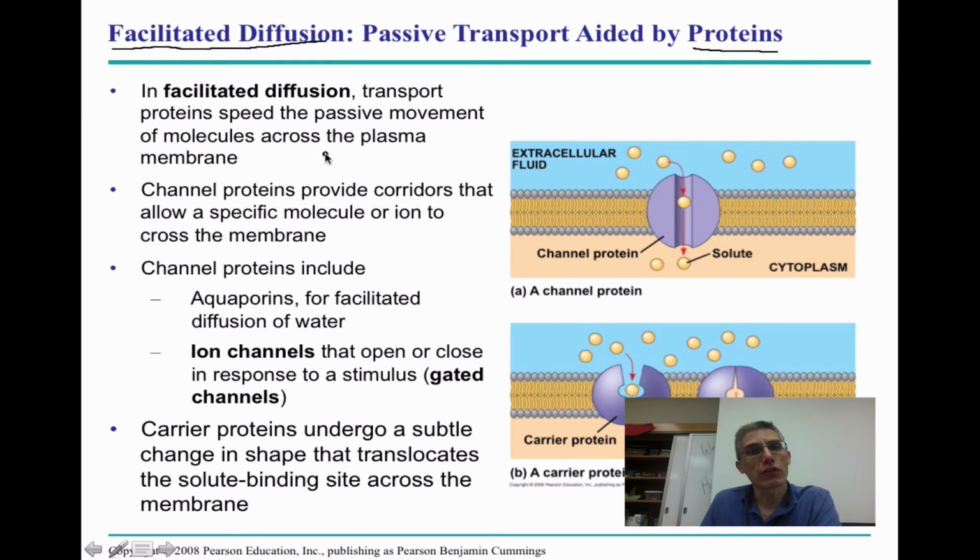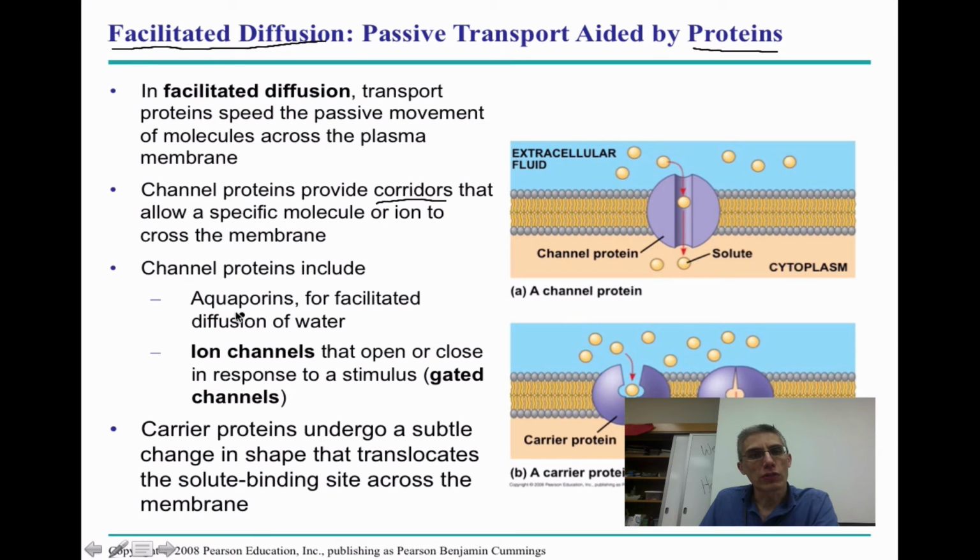Now, in facilitated diffusion, transport proteins are going to speed up the passive movement of molecules across the plasma membrane. These are molecules that can't normally pass across that phospholipid bilayer, but they need a little bit of help to get across. Channel proteins provide corridors that allow a specific molecule or ion to cross the membrane. So they are very specific to certain molecules. And there are lots of different types of channel proteins embedded within that membrane.